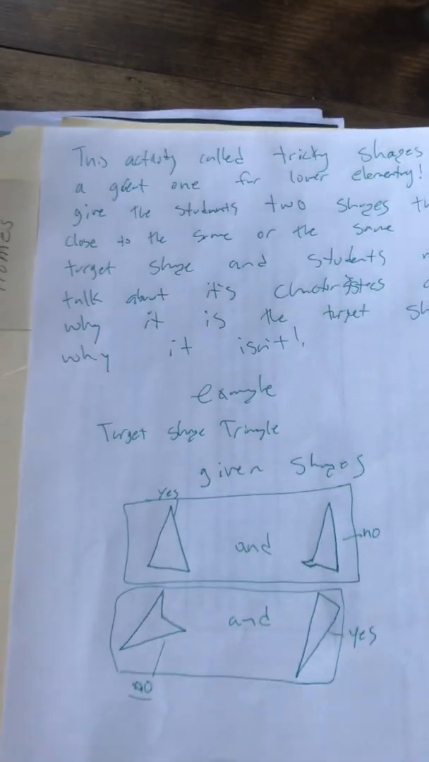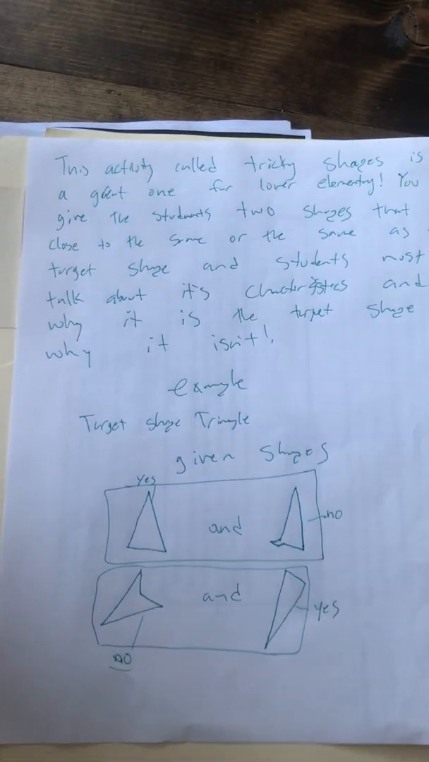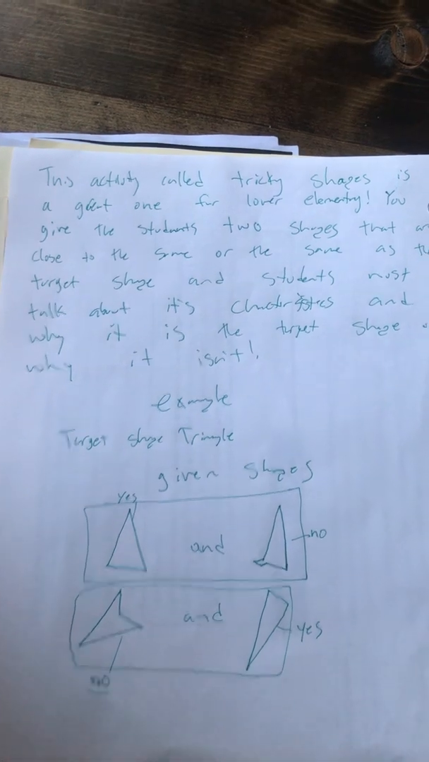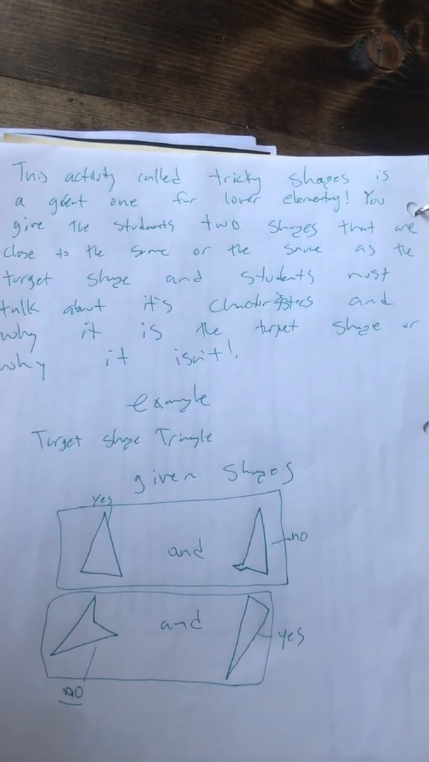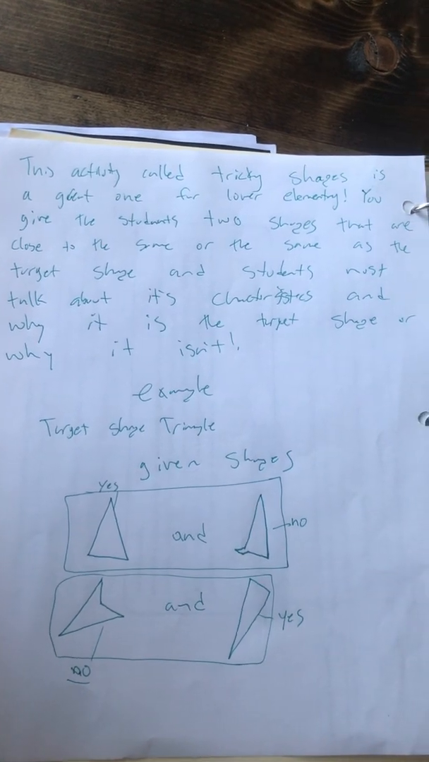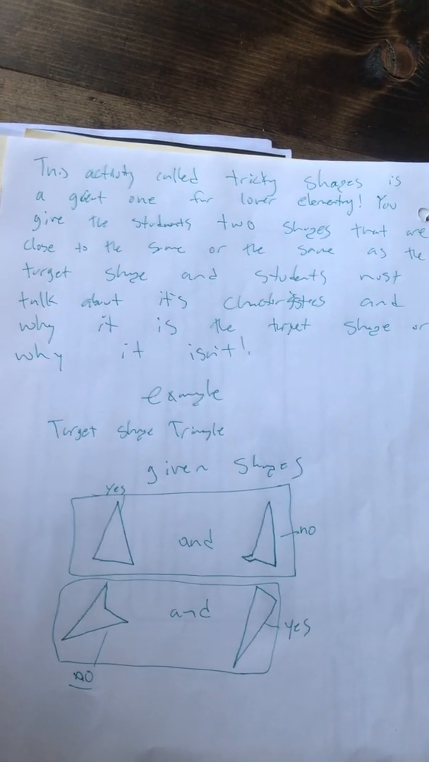And then the corresponding activity with this one was called Tricky Shapes. And I wrote on the back a little reflection and how I would use it. This activity called Tricky Shapes is a great one for lower elementary. You give the students 2 shapes that are close to the same or the same as the target shape they're also given.